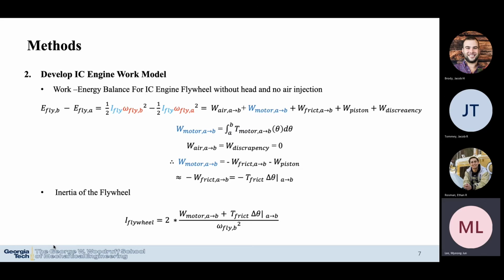The motor work can be calculated by taking the numerical integration of the torque over the angular displacement. The frictional torque was calculated by taking the average of the torque in the steady state region. The flywheel moment of inertia can be calculated by adding the motor work to the frictional torque multiplied by angular displacement, then multiplying by 2 and dividing everything by the flywheel's angular velocity squared.